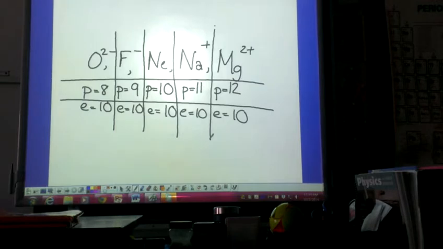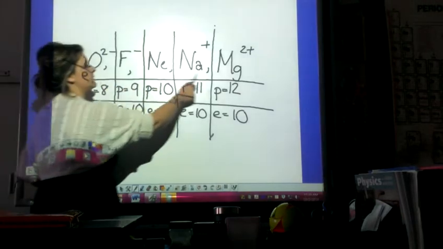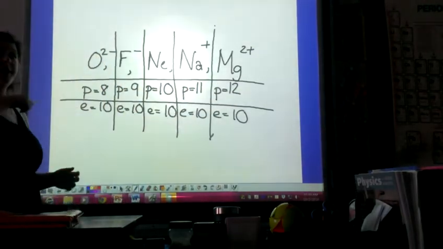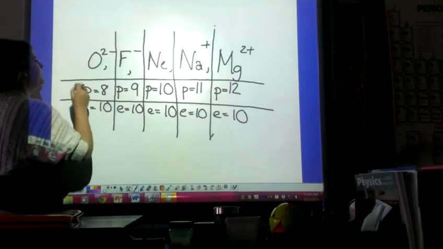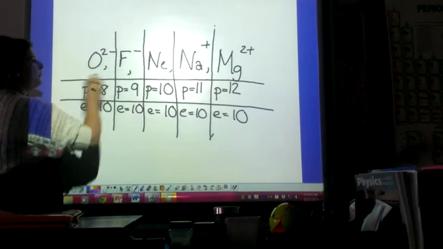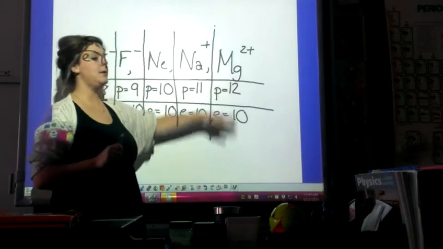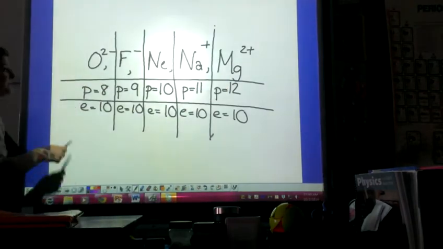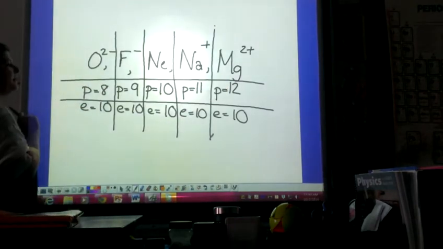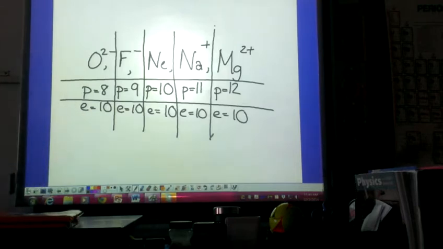Okay, so isoelectronic ions. Remember, iso means same, electronic is referencing electrons, so the same number of electrons. We particularly looked at this group of isoelectronic ions, or isoelectronic atoms: the oxide ion, fluoride ion, neon, sodium ion, and magnesium ion. Today in class we broke down their proton count and electron count. They're isoelectronic because they all have the same number of electrons.